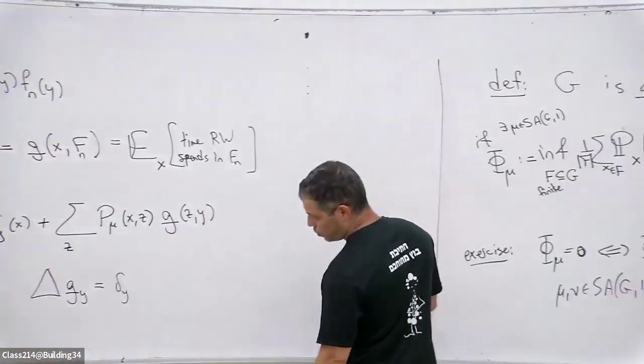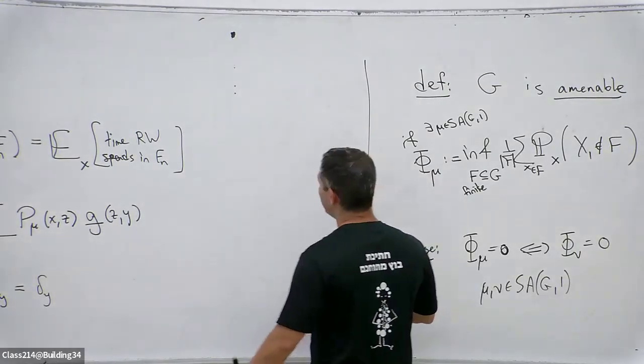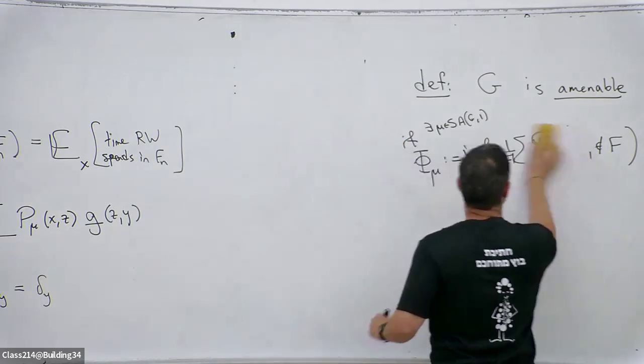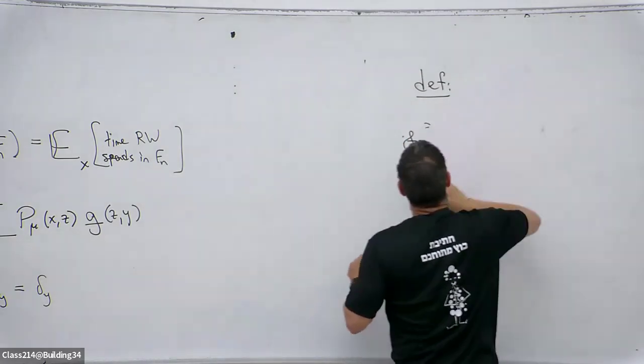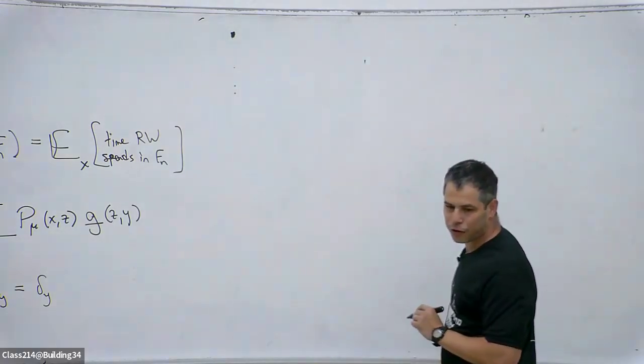What this tells you is something about the psi's. Because the green function g is a kind of inverse to the Laplacian.